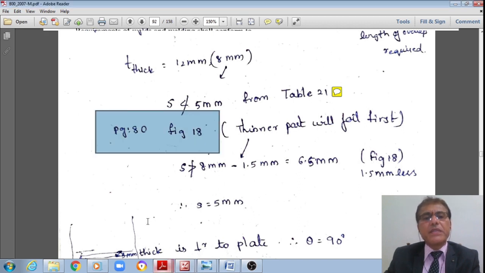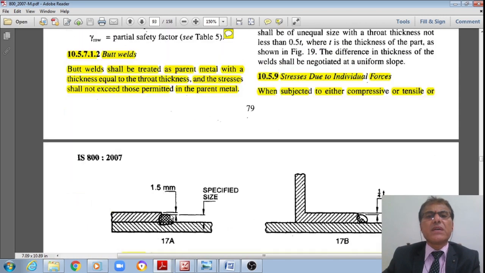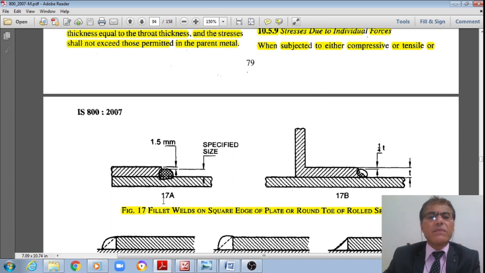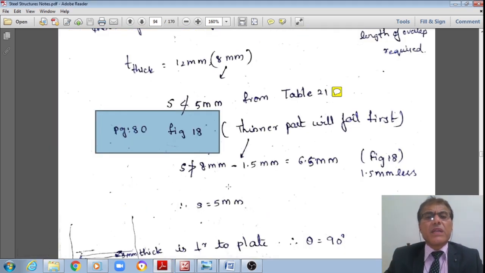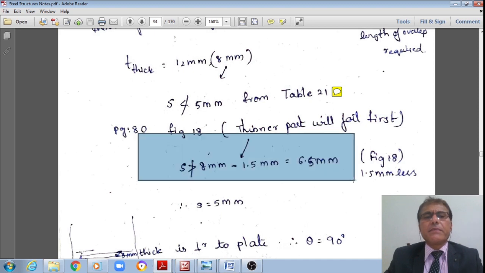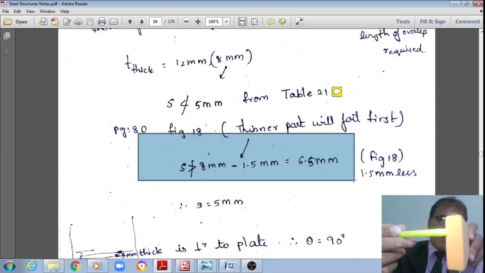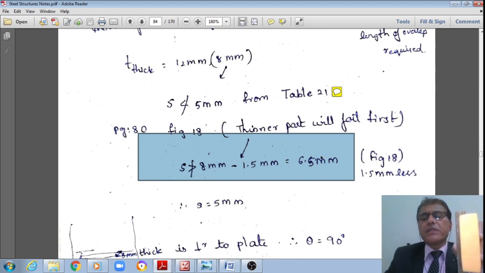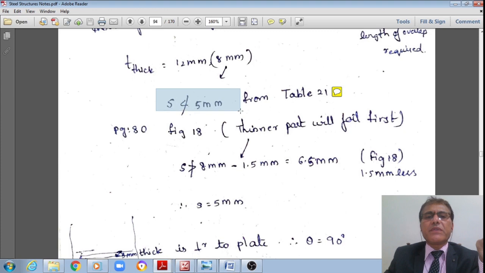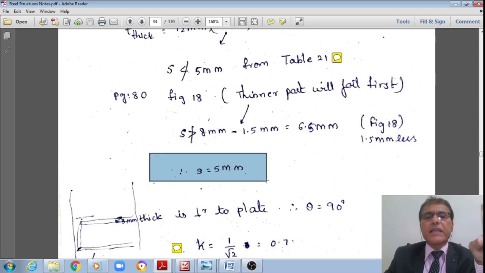Once I note that, even from figure 18 of page 80, let me go to that page 80, student. This is how the code says the maximum size of the fillet weld, from this figure 17, should be less than 1.5 times the thickness of this plate. Hence, I will say the size should not be more than, because 8 mm is my plate thickness, 8 minus 1.5, it is equal to 6.5. Therefore, the size should not be less than 5 mm and should not be more than 6.5 mm. Therefore, let us say size is equal to 5 mm. That is my assumption.